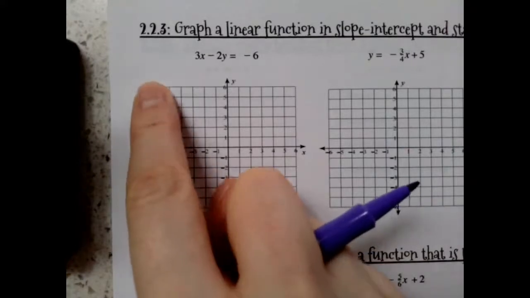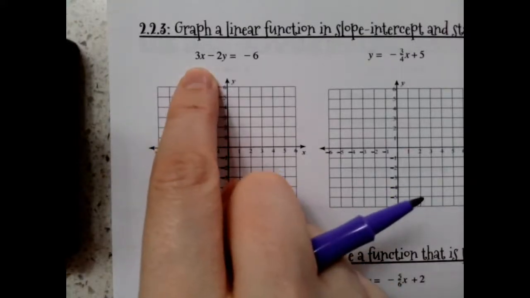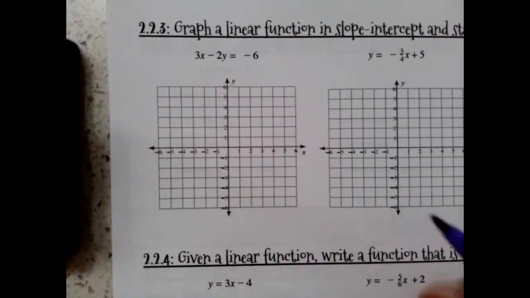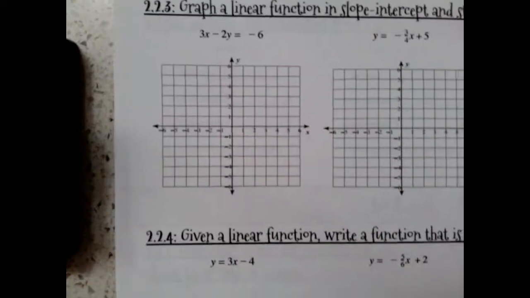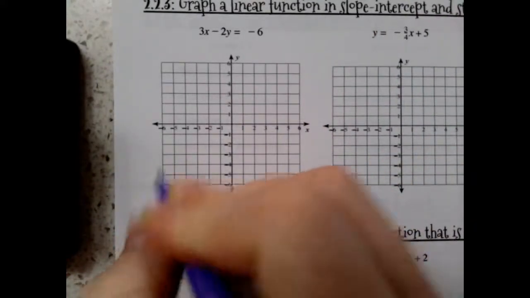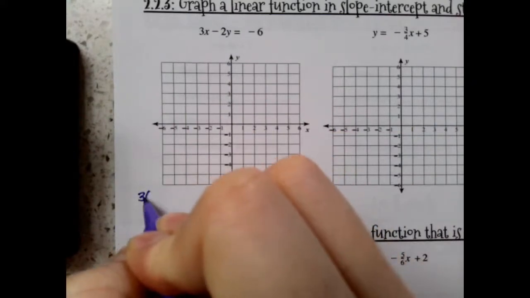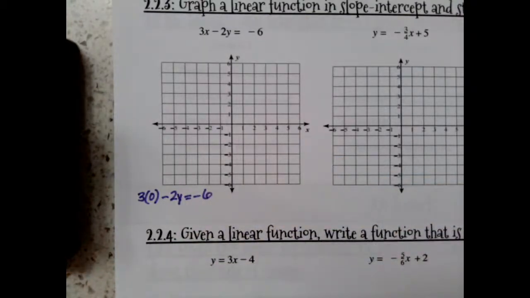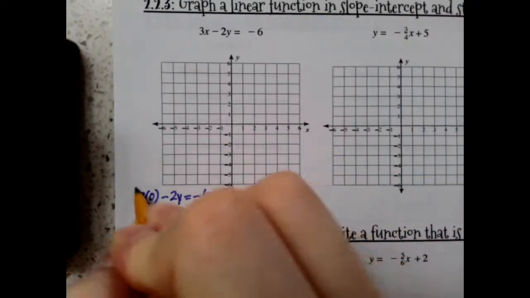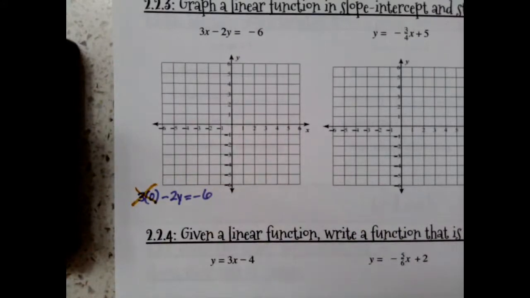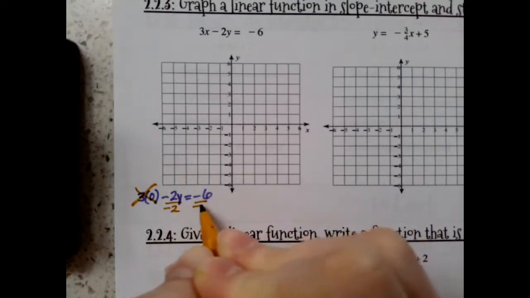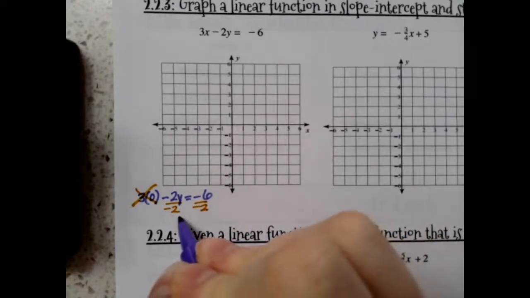And so what that means is we're going to plug in 0 for x to find our y-intercept, and then 0 for y to find our x-intercept. So I'm going to do this at the bottom, and I'm going to first start by plugging in 0 for x. So 3 times 0 minus 2y equals negative 6. The nice thing about plugging in 0 is that 0 times anything is 0, so that just goes away. And what we're left with is negative 2y equals negative 6. And to get rid of this multiplication, I just want to divide. So I get y equals 3.